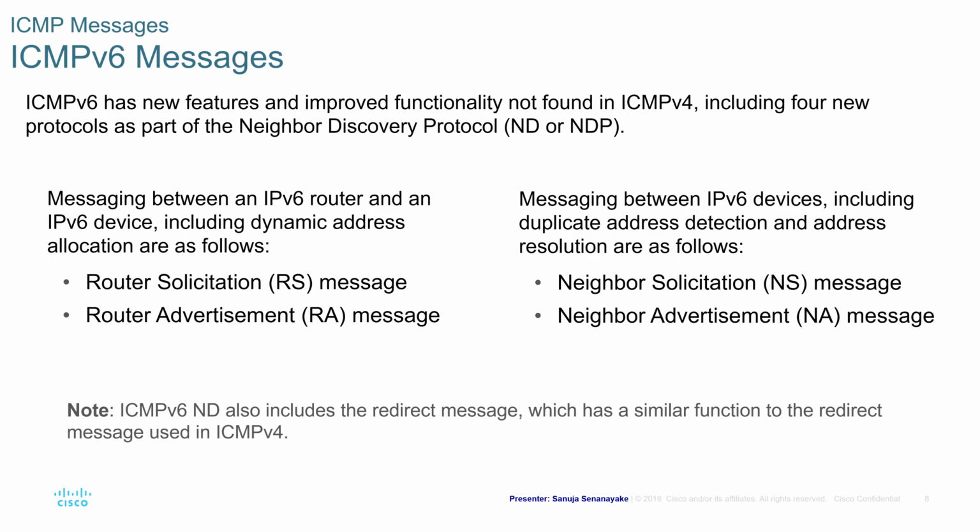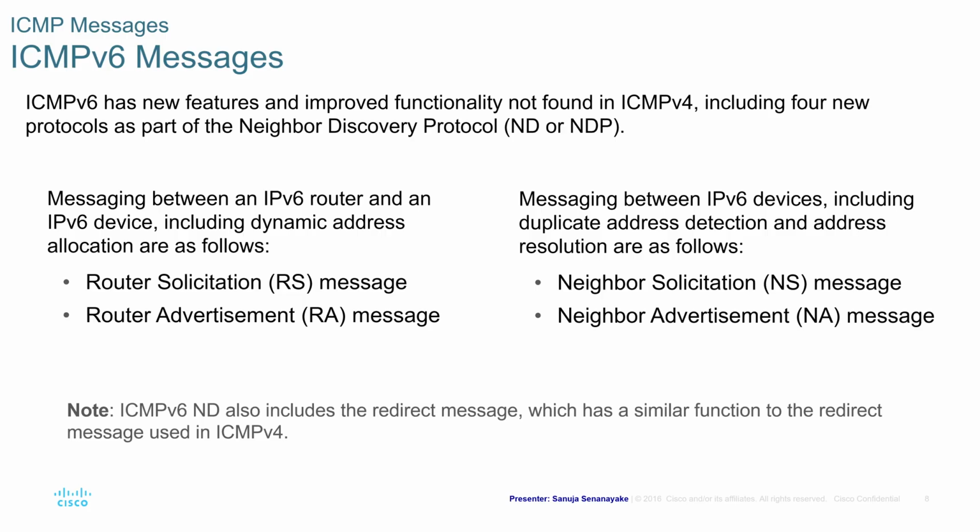ICMP version 6 messages. ICMP version 6 has new features and improved functionality not found in ICMP version 4, including 4 new protocols as part of the Neighbor Discovery Protocol. Remember, ND, Neighbor Discovery, we quickly went over in our previous module. So that's what this is referring to.